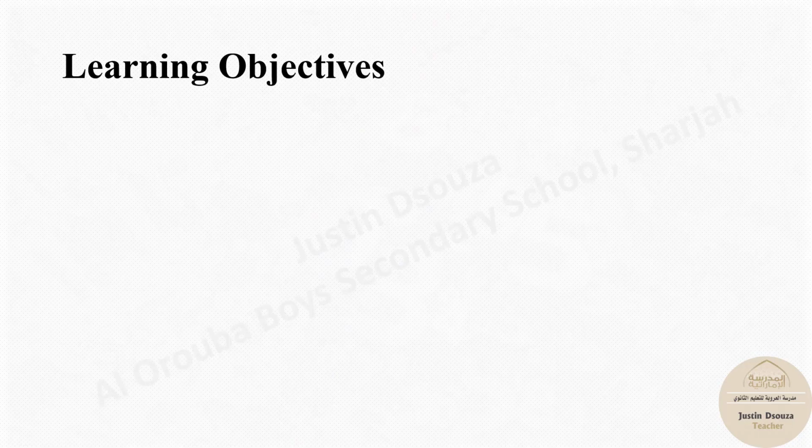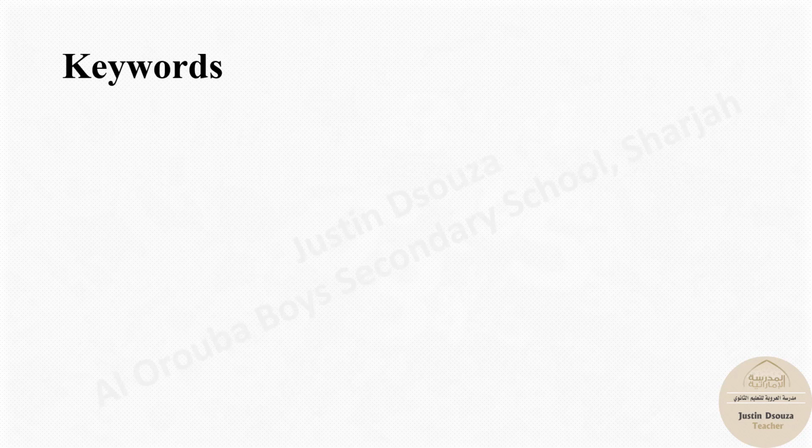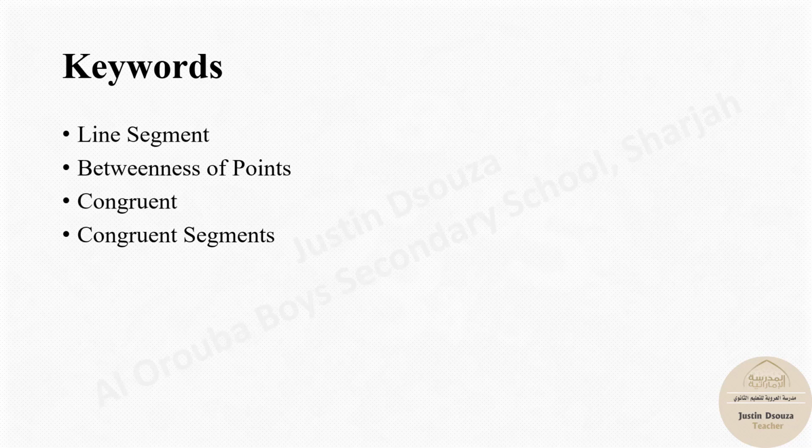The learning objectives of this lesson are to calculate measures of line segments and to apply the definition of congruent line segments to find the missing values. They both are very easy objectives. This lesson entirely is such an easy one. The keywords in this lesson are line segment, betweenness of points, congruent, and congruent segments.